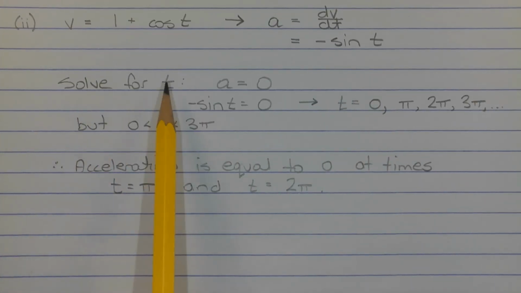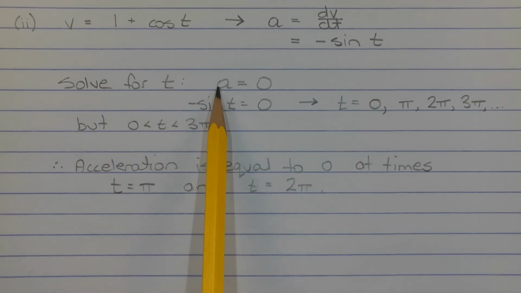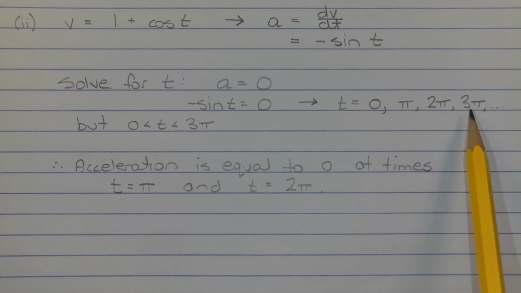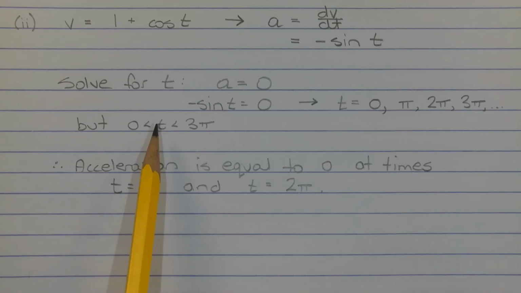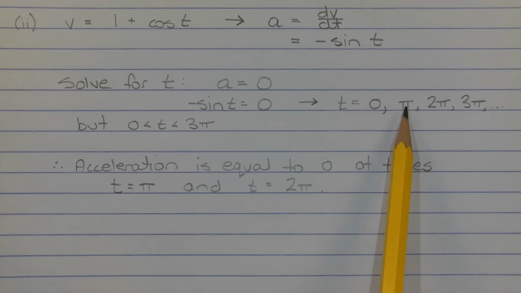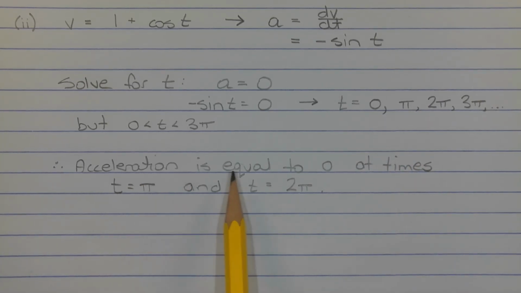So we need to solve for t the equation acceleration a equals 0. In other words, negative sine t is equal to 0. The solutions are t equals 0, pi, 2 pi, 3 pi, and so on. But like part 1, the value of t has to be greater than 0 and less than 3 pi. So the only valid solutions are t equals pi and t equals 2 pi. Therefore, the acceleration is equal to 0 at times t equals pi and t equals 2 pi.